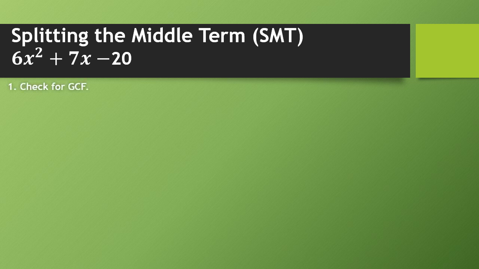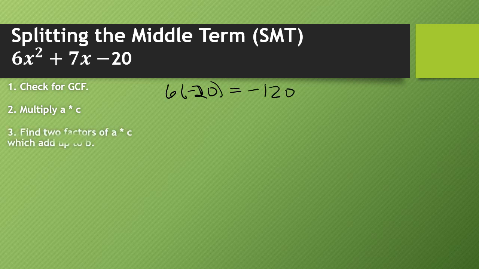As always, step number 1 is checking for the greatest common factor. 6, positive 7, and negative 20 do not have a greatest common factor. So at this point, we're going to multiply a times c. So if I take 6 times negative 20, I get negative 120. Step 3 says we want two factors of negative 120 that add up to negative 7. So this time I'm looking for something that adds up to negative 7.